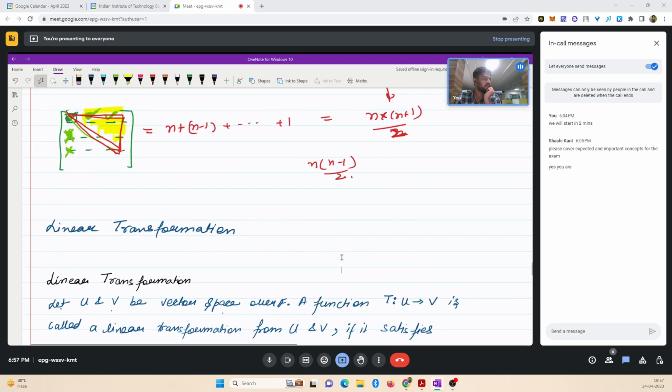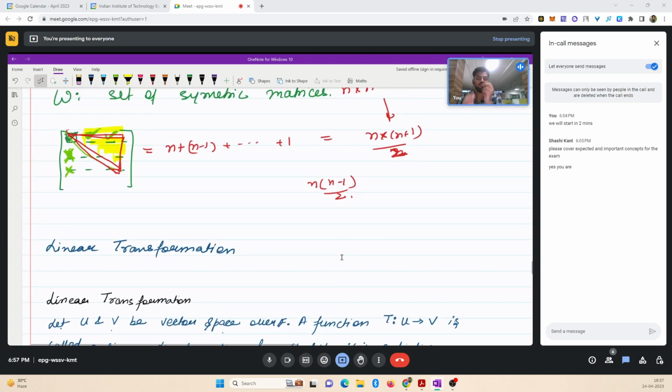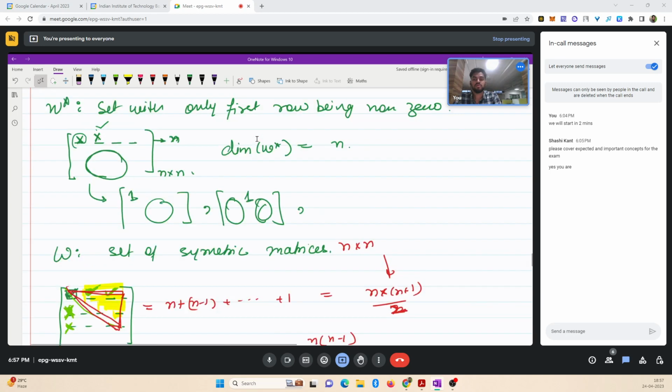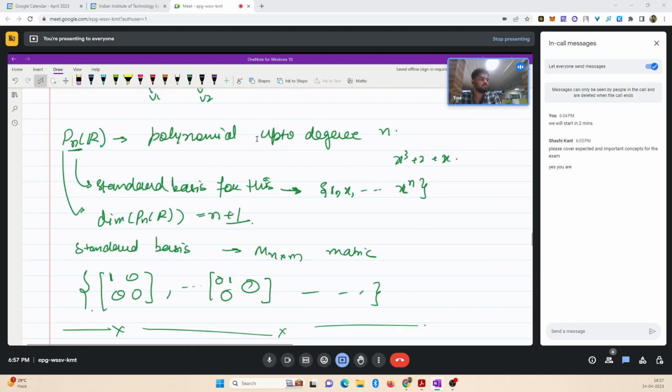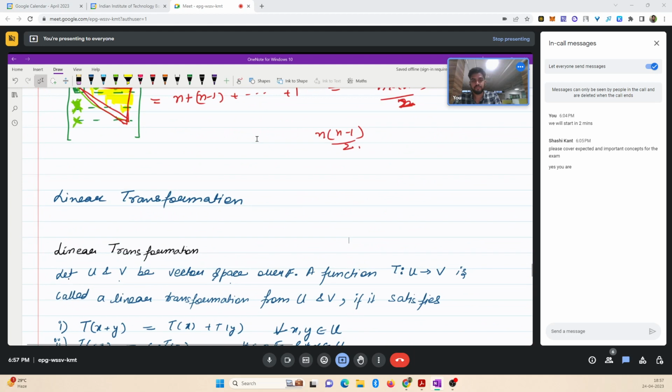Any doubt related to this till this point, then I'll move ahead. Any related thing you want to ask that you might have come across related to vector spaces, system of linear equations, echelon form, or basis, linear independence, dependence?